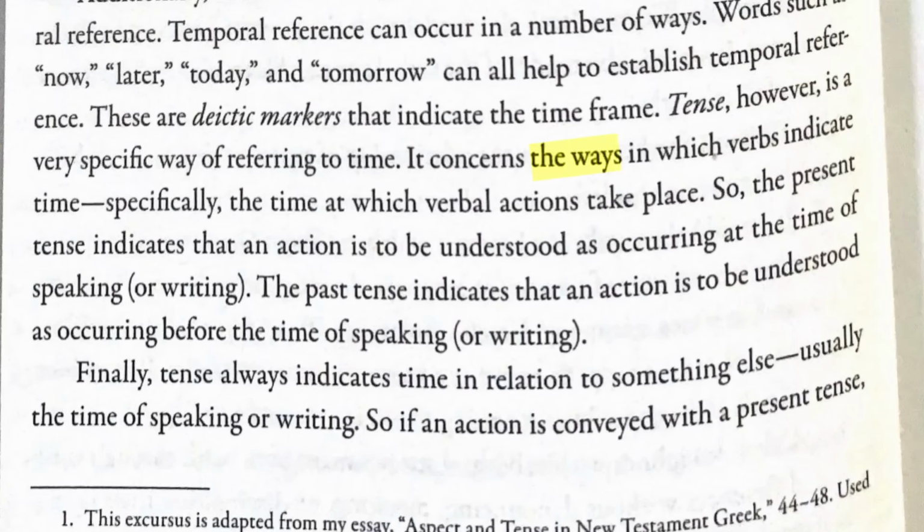Campbell's next section is an excursus on tense. So what is tense exactly? Campbell defines it as the ways in which verbs indicate time, specifically the time at which verbal actions take place. And he clarifies that tense always indicates time in relation to something else. From these statements, Campbell's definition of tense can be summarized as the relationship between the time of the situation or eventuality and another time, usually the time of speaking.